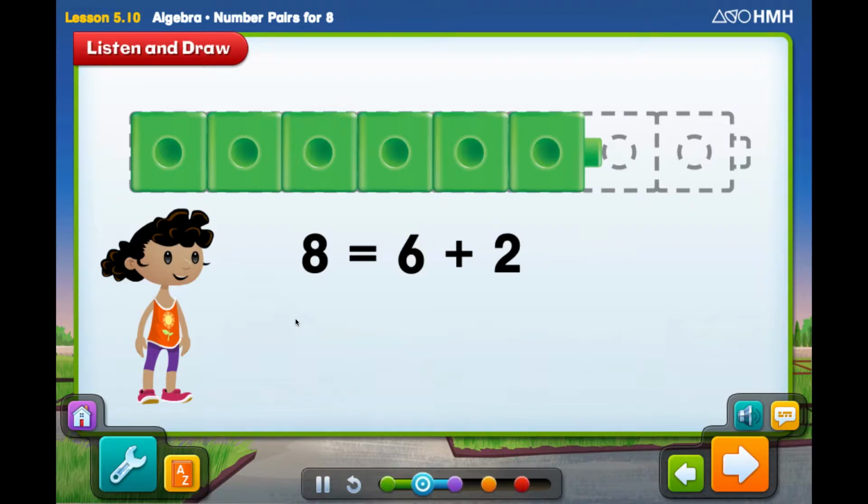Click again to place orange cubes on the cube train. 1, 2. You added 2 orange cubes. Lisa could have used 2 orange cubes to make her cube train.